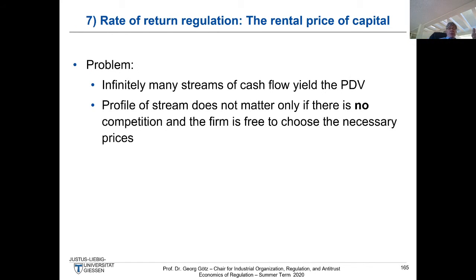The problem is, first of all, you have infinitely many streams of cash flow which yield these present discounted values. You might have a profit of 0 the first 10 years, but very high profit later on. You might have a very high profit in the first 10 years, and then no profits in the following years, and so on. So infinitely many cash flow streams. The question is, which one do you want to have? The profile of this stream does not matter if there is no competition and the firm is free to choose the necessary prices.